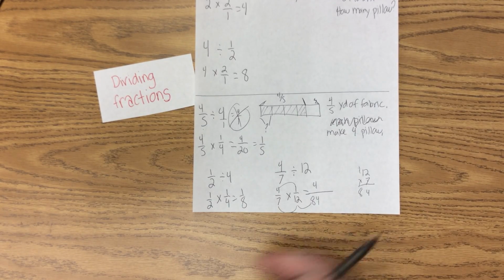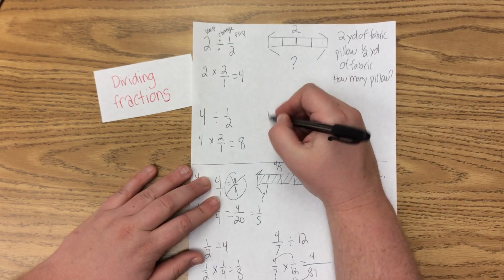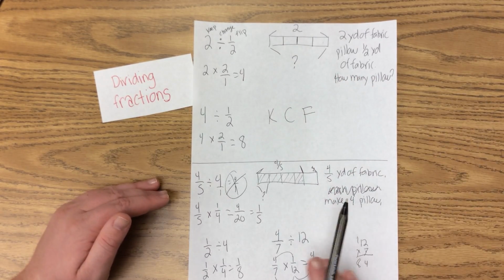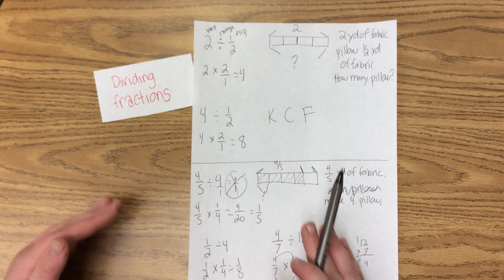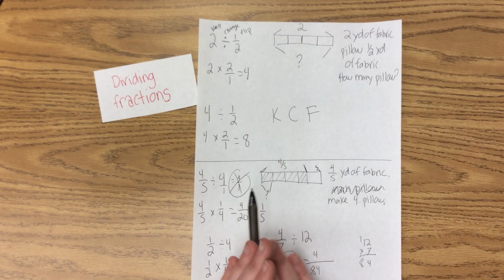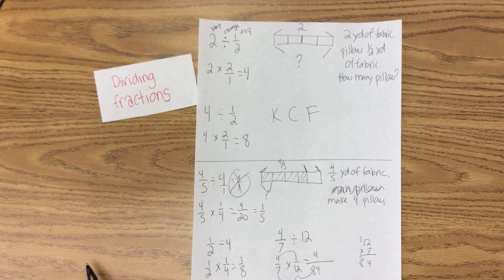But basically, if you're following our keep, change, flip model, and you're being consistent, that you're keeping the first number, changing the division to multiplication, and then flipping your second number, you should end up with the right answer.